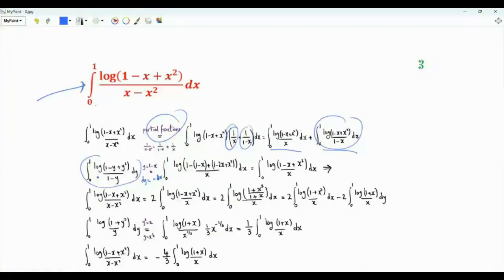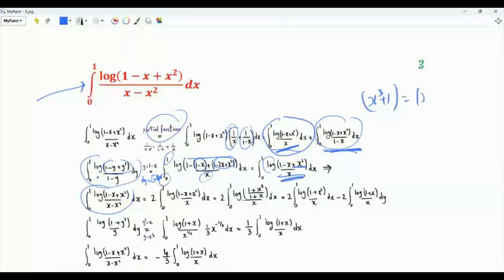When x is 0, y is 1. When y is 1, x is equal to 0. But we can use this minus sign to have our integration from 0 to 1. We have x downstairs. The argument of the logarithm becomes 1 minus x plus 1 minus x whole squared. If we expand and simplify, we obtain the argument of the logarithm as 1 minus x plus x squared. So this integral is exactly equal to that integral. The integral of interest is double this integral here.